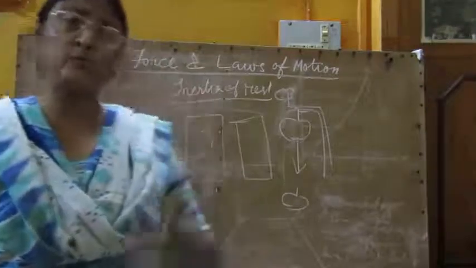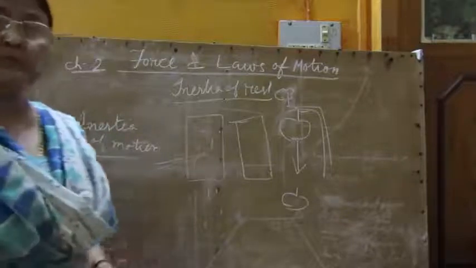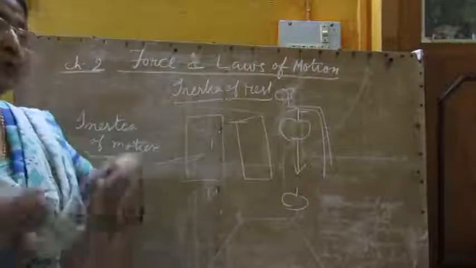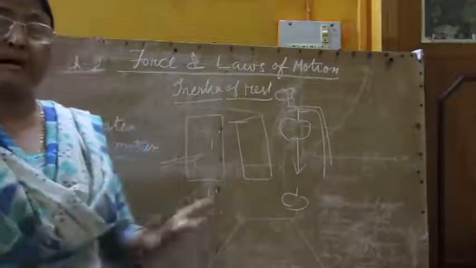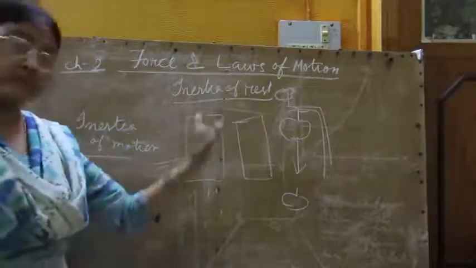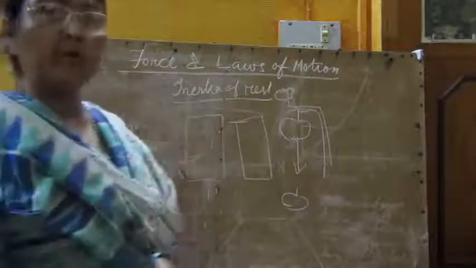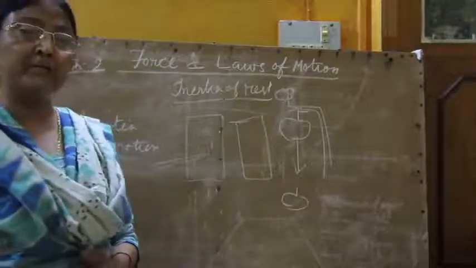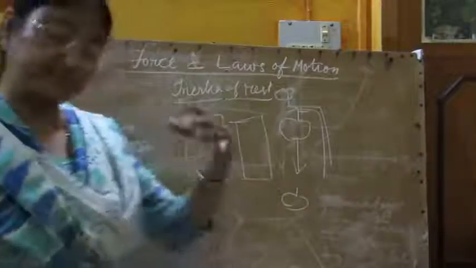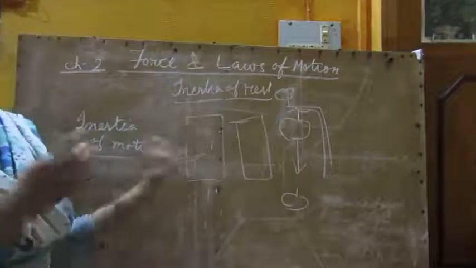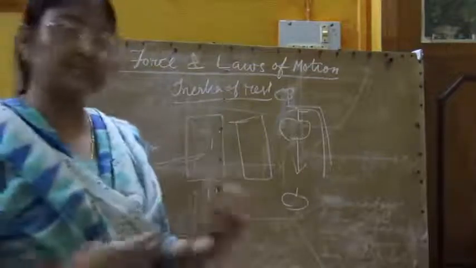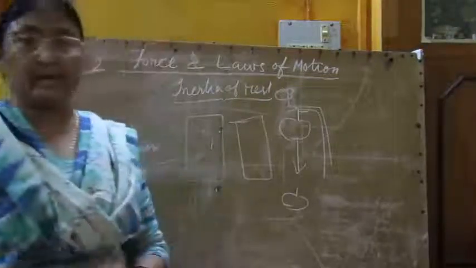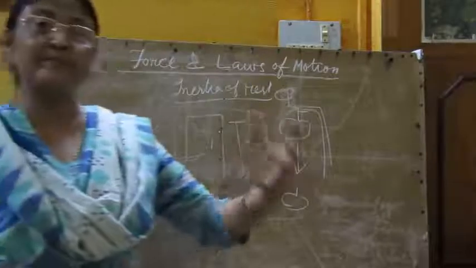Sometimes you may have noticed that in a moving bus, if the bus is running and you want to get down before stopping the bus or any vehicle or train, then what will happen? If you stand suddenly after getting down from the train or bus, you will just fall down, in the forward direction. Why does it happen? What is the physics behind it?